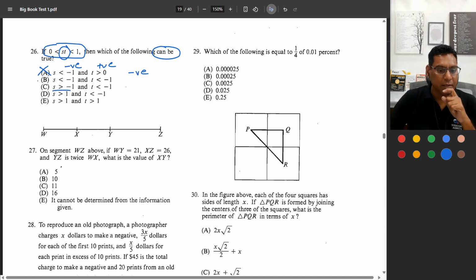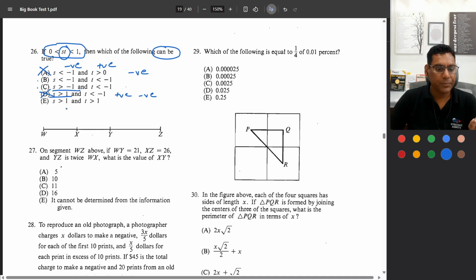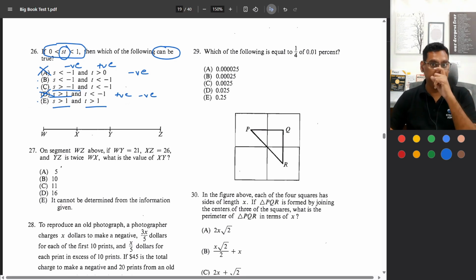S is greater than -1. It could be negative, it could be positive, so we'll not be able to decide. So let's keep this also. S is greater than 1, that means S is positive. T is less than -1, that means T is negative. St is going to be negative in that case, so this is not possible. S is greater than 1, T is greater than 1, both are positive. Product is also going to be positive. So positive, negative, if you do the analysis, we get 3 remaining answer choices.